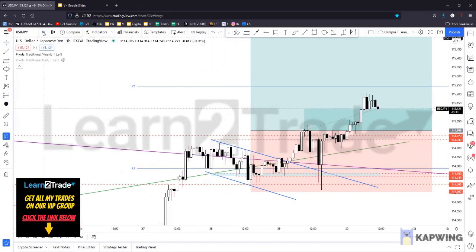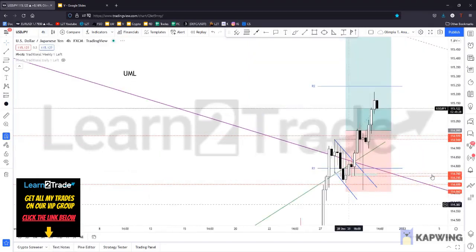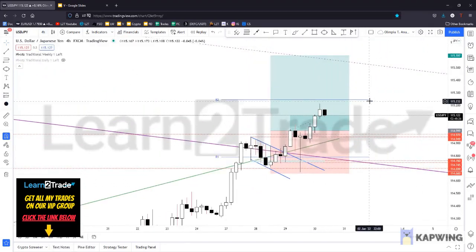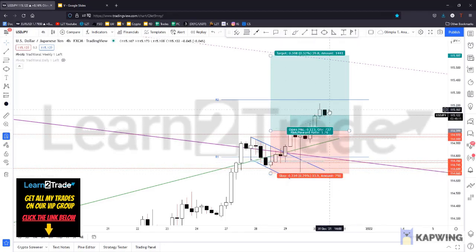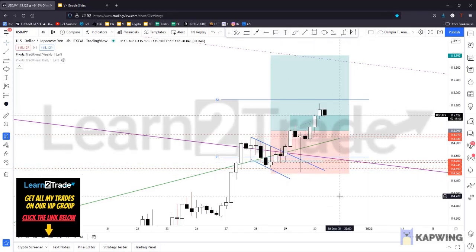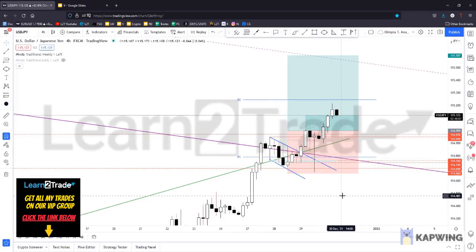Right now it's too late to go long on this pair, only because we are right below the weekly R2, which represents a static resistance at 115.24. And I don't know, maybe I will decide to manage my position soon, or maybe I will decide to move my stop loss to break even. So it's too late to catch a long right now in US dollar Japanese yen.